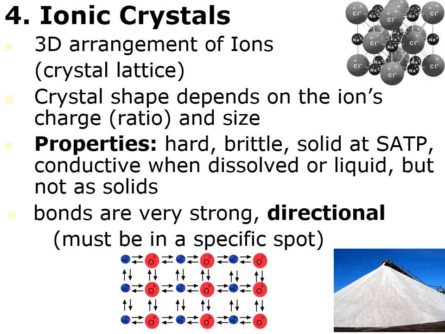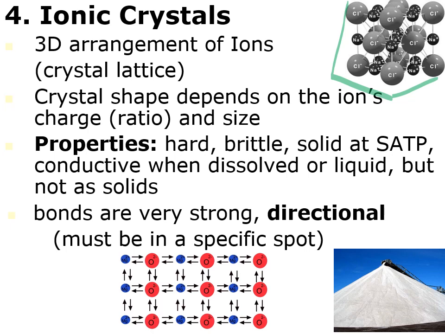Ionic crystals are the fourth type that we're going to be looking at, and these ones we've probably seen around quite a bit. Essentially they consist of ions that are held together by electrostatic attraction because of their opposite charges. We can think of a nice simple one like sodium chloride. With that one, we're going to have a three-dimensional shape based on how those ions are arranging themselves, based on, one, the ratio of ions, one to the other.